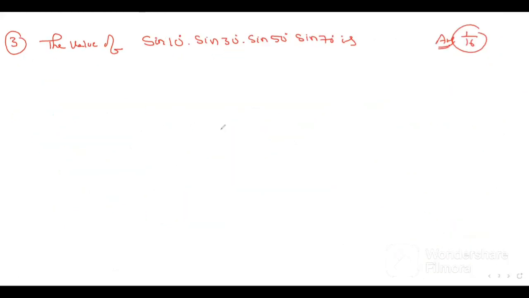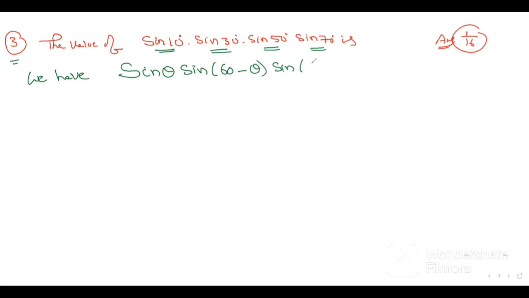Okay, now I am going to explain question number 3. Sin 10, sin 30, sin 50, sin 70. We have one formula: sin theta into sin 60 minus theta into sin 60 plus theta. What is the formula? Sin 3 theta by 4.